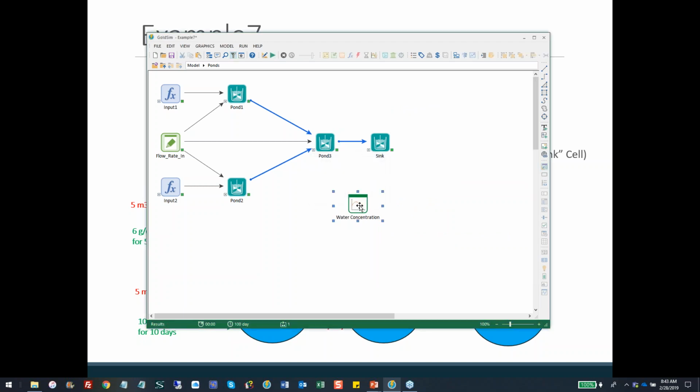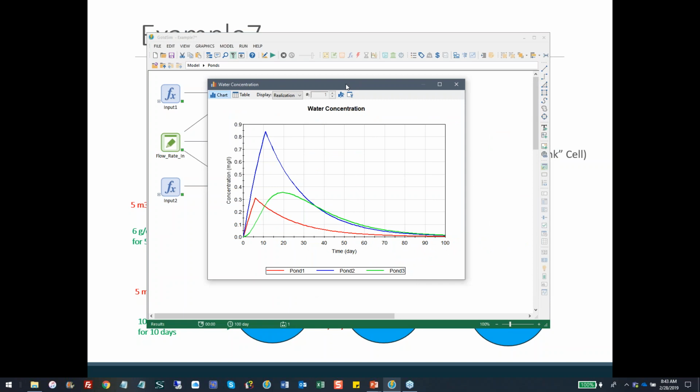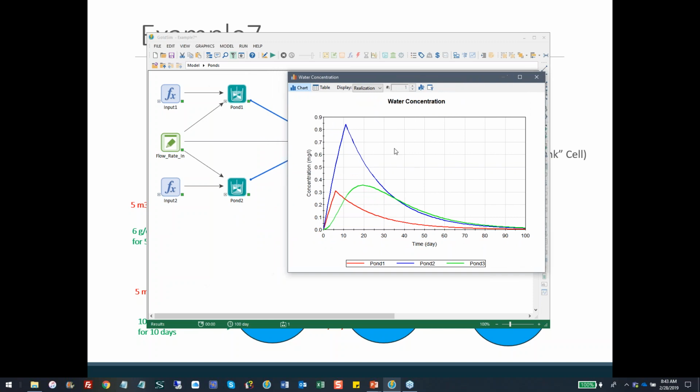So if I look at that model, it looks something like this. There's no instantaneous response anymore. So this is the concentration in pond 1. Pond 1 started with no mass in it. We added mass, remember, for 5 days. And remember, we're having water flowing through this constantly. So we added mass for 5 days, but during the entire period, we had 5 cubic meters per day flowing in and out. So mass comes in, and then mass goes out.